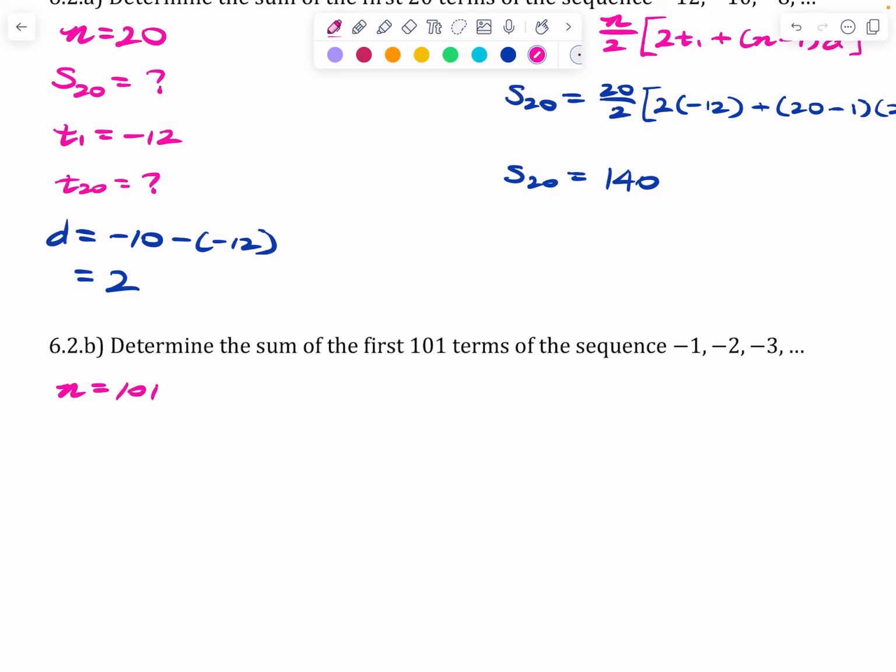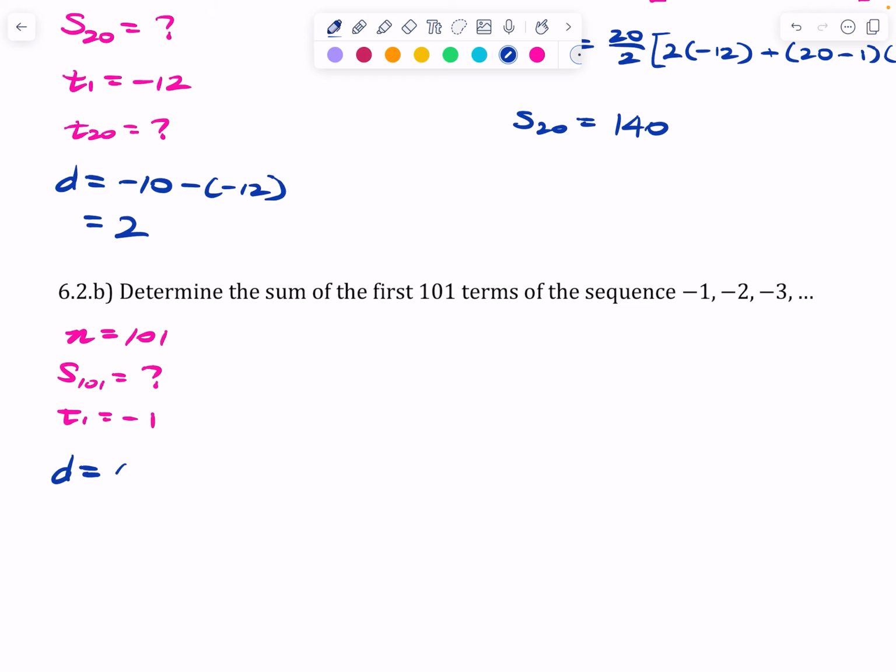N is 101, and I want to find the sum of the first 101 terms. If I try that manually and I go negative 1 plus negative 2 plus negative 3, it is going to take me forever. So that's where this formula is pretty useful. Other things we know: term 1 is negative 1. And the difference we don't have. We could probably see it. Looks like we're going down by 1 every time. But we do need to show that.